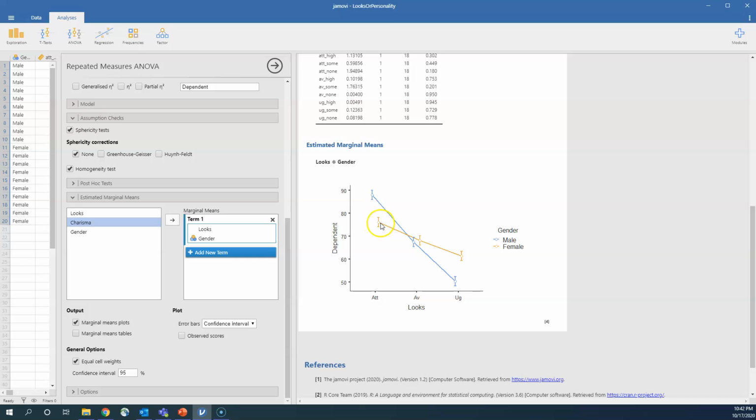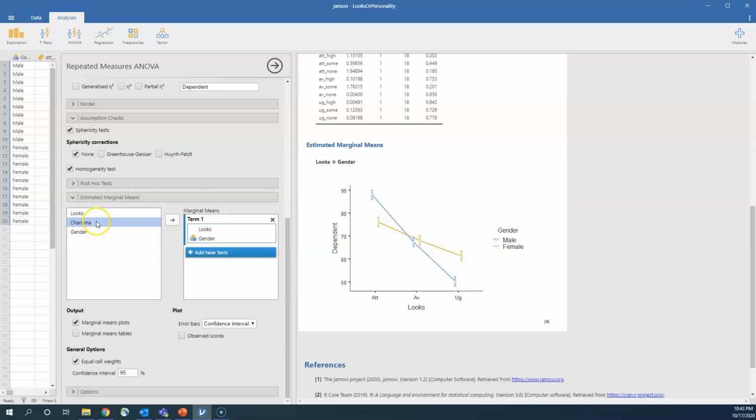They give a little bit of a bump for more attractive dates and a little bit of a drop for less attractive dates, but all in all, women don't care about looks as much as men do. That's how we would interpret this graph. Men care a lot about looks because the attractive dates are getting really high marks and the ugly dates are getting really low marks. But for females, that isn't quite so extreme.